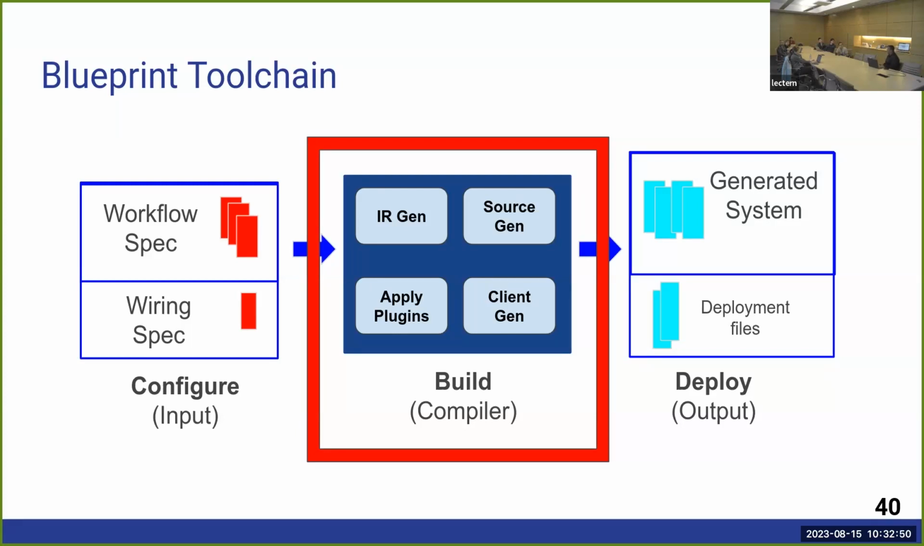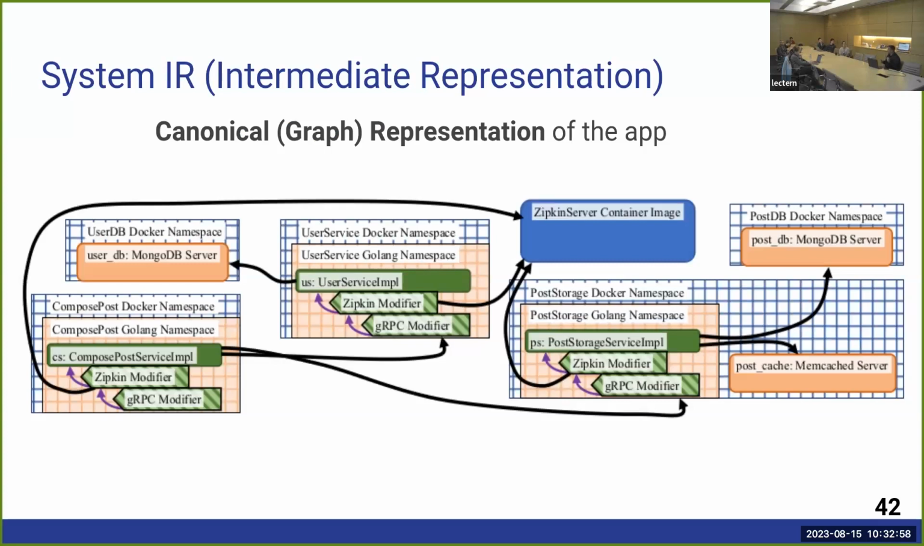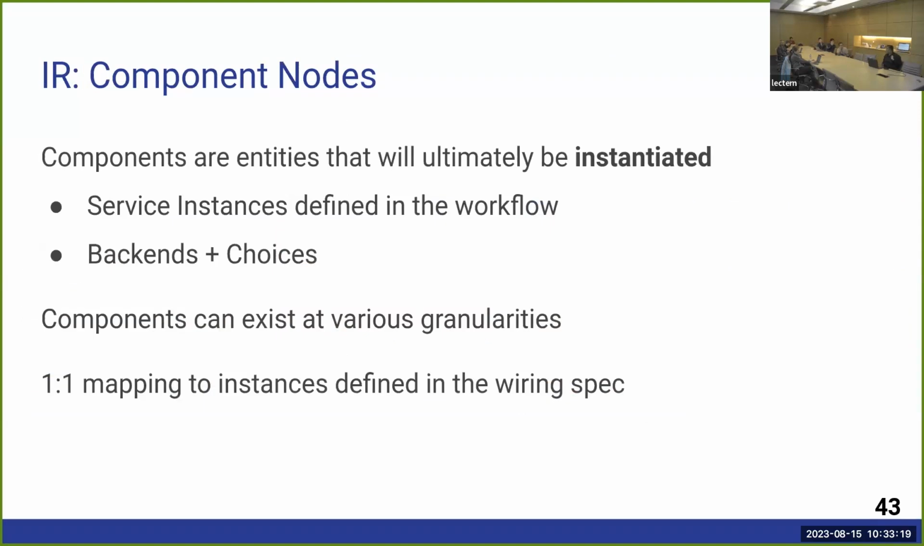3 pieces of input. So the first thing you do is you have compiler plugins. Sorry about that. The first thing you do is you build the intermediate representation. So for the wiring spec I just showed you, this is the intermediate graph representation that is built by the compiler. Don't worry, this is a very horrible looking diagram. We'll not focus a lot on this, and we'll figure out what is actually in the IR itself.